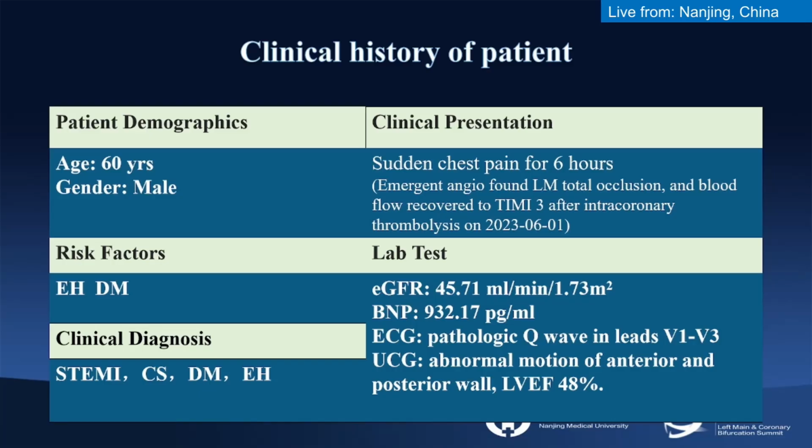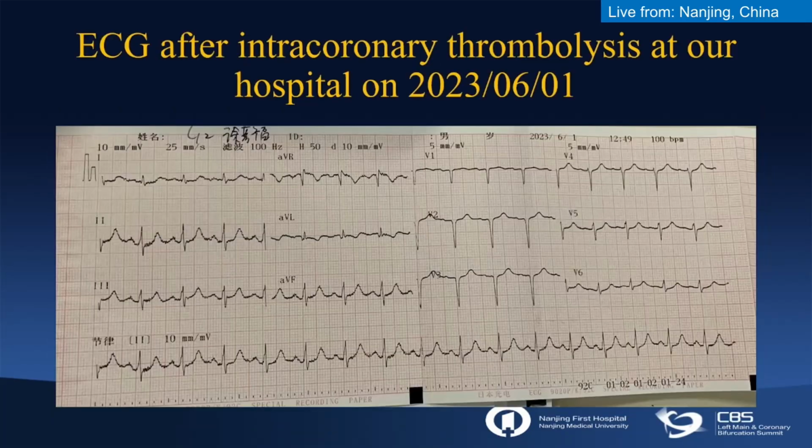His risk factors include essential hypertension and diabetes. Lab tests at our hospital showed his eGFR was 45, and his BNP was significantly elevated. ECG showed pathological Q waves in V1 to V3. Echo found abnormal motion of the anterior and posterior wall, and his left ventricular ejection fraction was 48%. He was diagnosed with STEMI, cardiogenic shock, diabetes, and essential hypertension. Next. This is the ECG at our hospital, and it showed pathological Q waves in V1 to V3, with the aVR segment significantly elevated. Next.